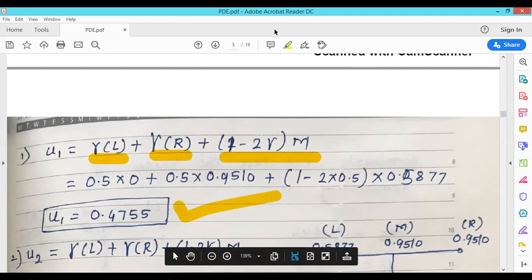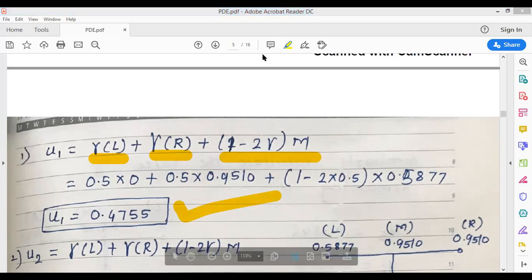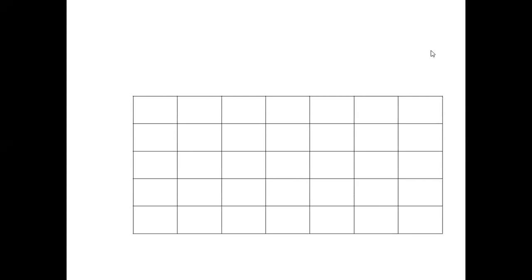For that, I have to make that presentation. So I have to share this presentation, how to make that table. So the PDE table, how to make that PDE table.